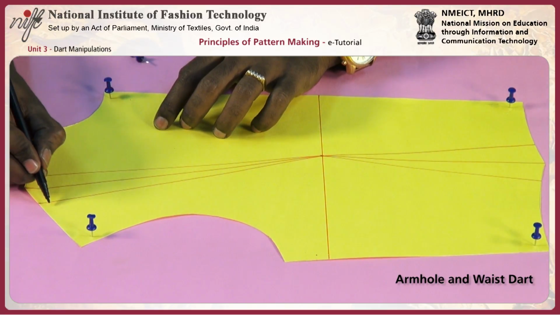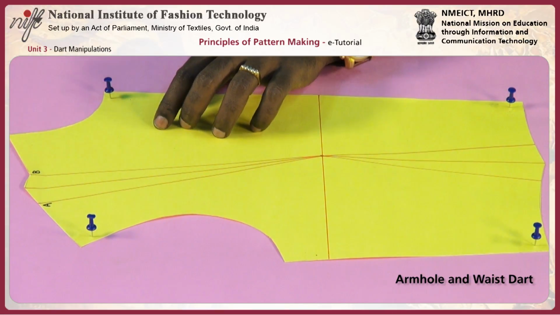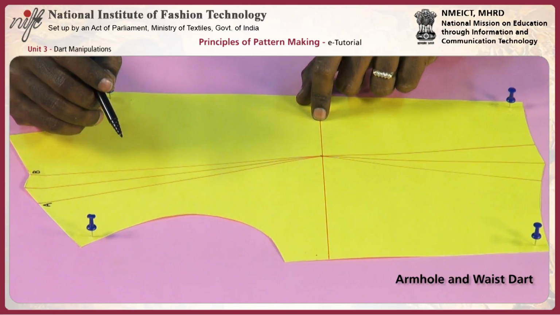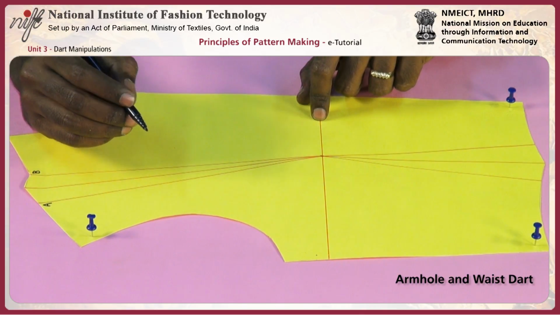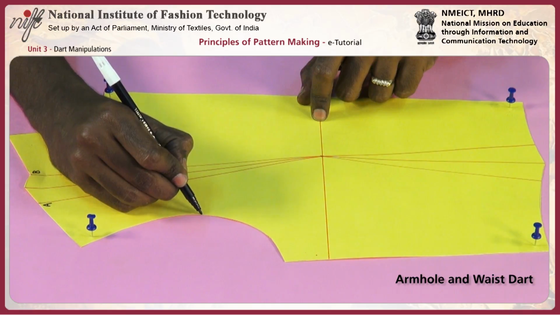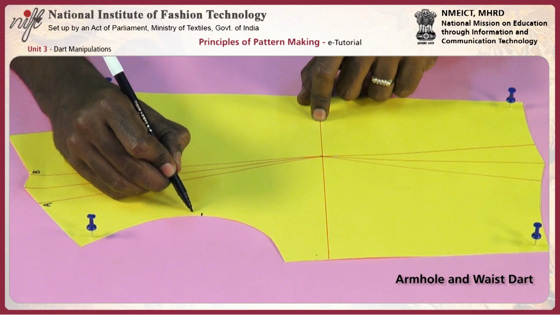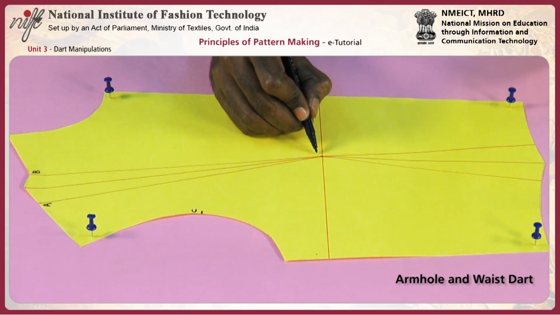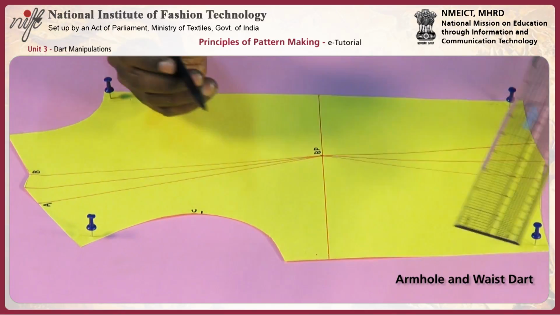First mark A and B at the shoulder dart. Then decide where you want the dart at the armhole. You can mark mid armhole or anywhere you want. Now I am marking here where you want the armhole dart. Then mark C. Now connect C to bust point.